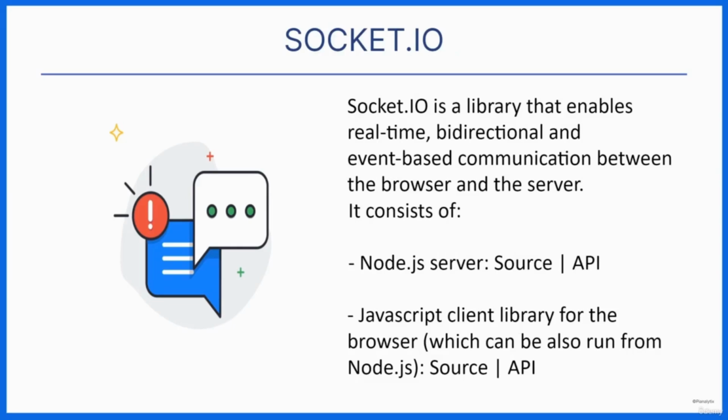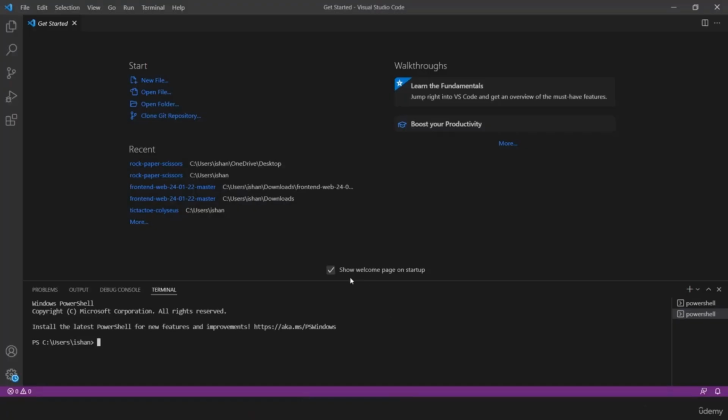And last but not least is Socket.io, a library that enables real-time, bidirectional, and event-based communication between the browser and the server. It consists of basically two things: a Node.js server source or API, and the other one is a JavaScript client library for the browser, which in our case is React.js, which can also run from the Node.js source API. So here, for the Node.js server we have been using Socket.io, and for the JavaScript client library we have used React.js. So yeah, now let's start building the project. Let's start with the production or building of our project.